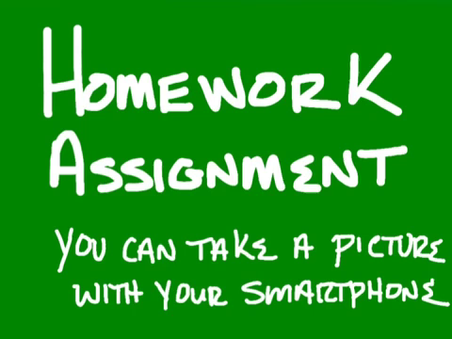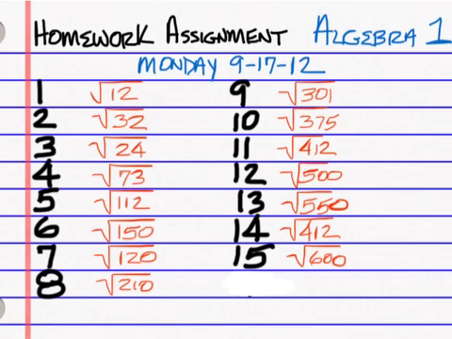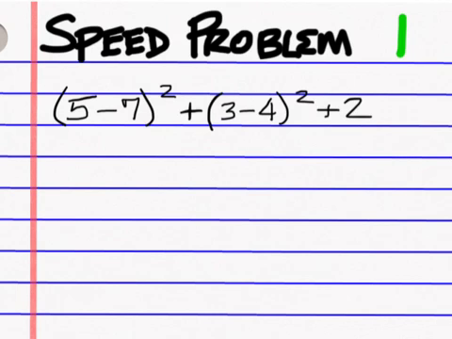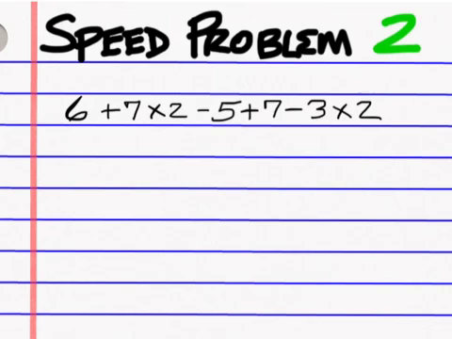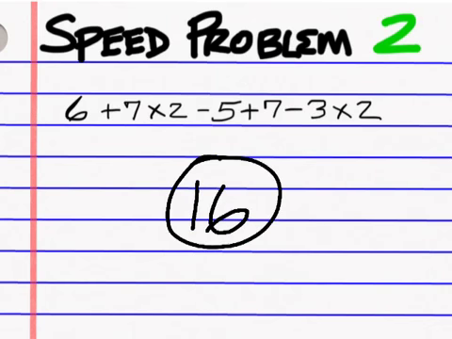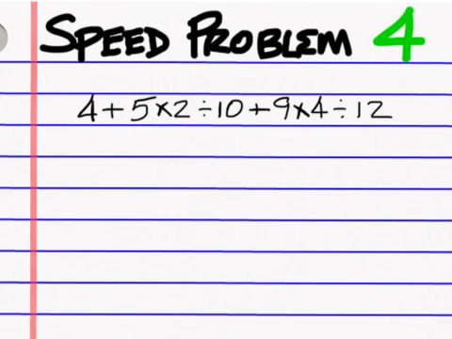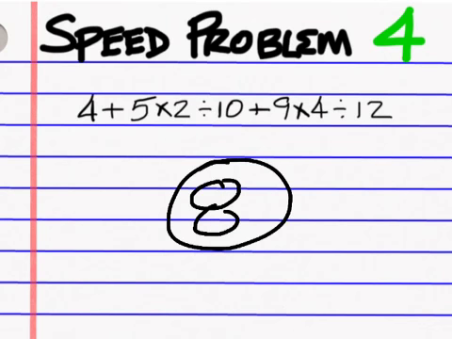Homework assignment for today is speed problems set number 2. The answer for this should be 7. And the answer to this one is 16. The answer on this one is 51. Answer should have been 8.